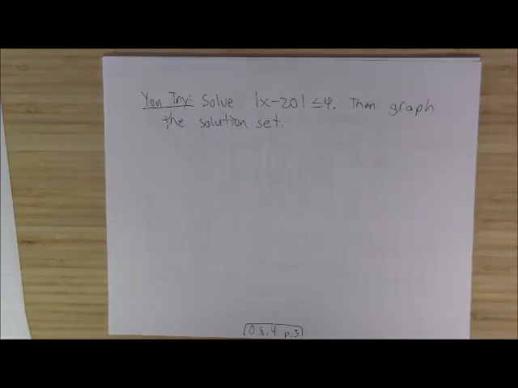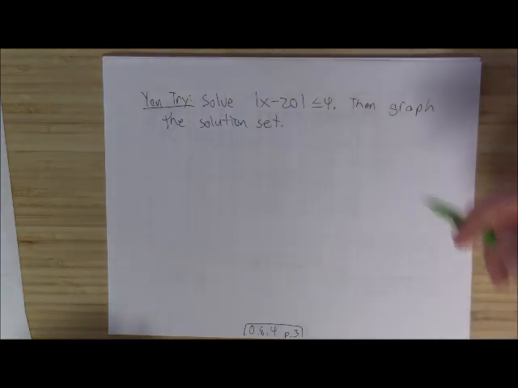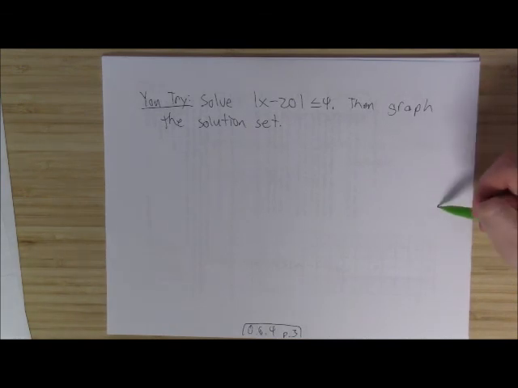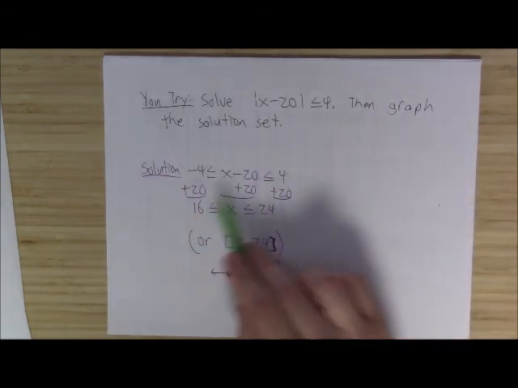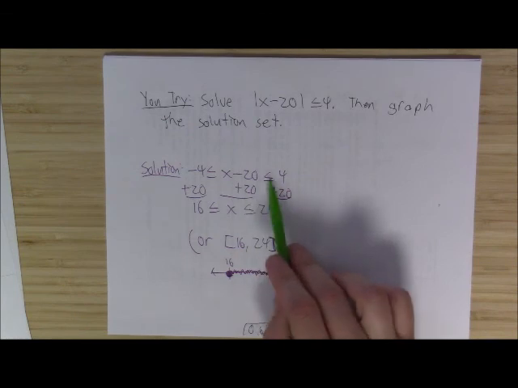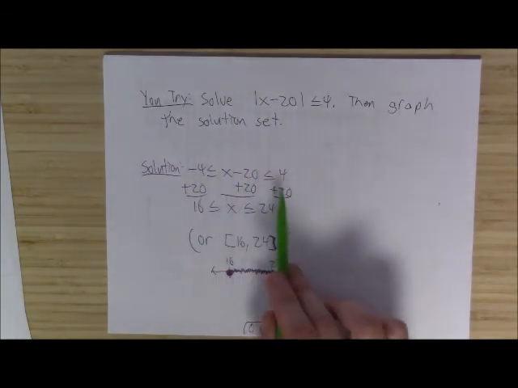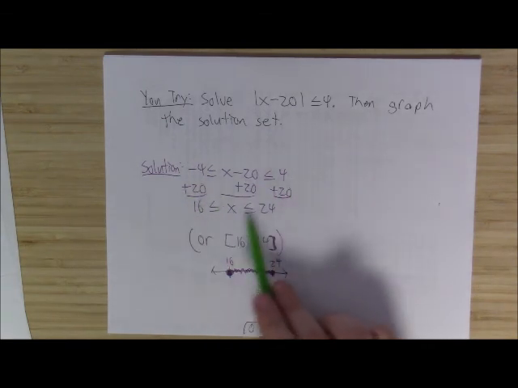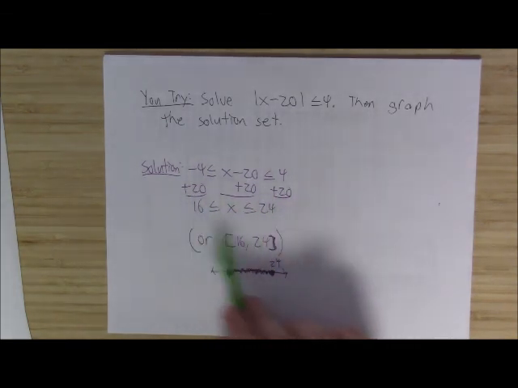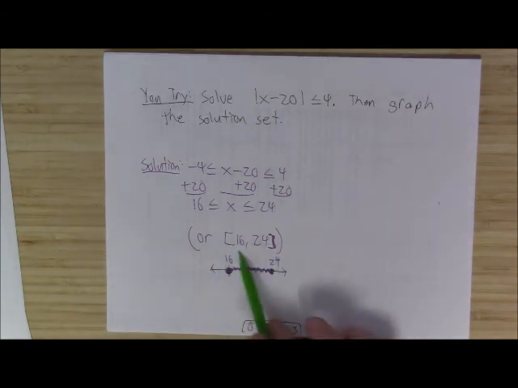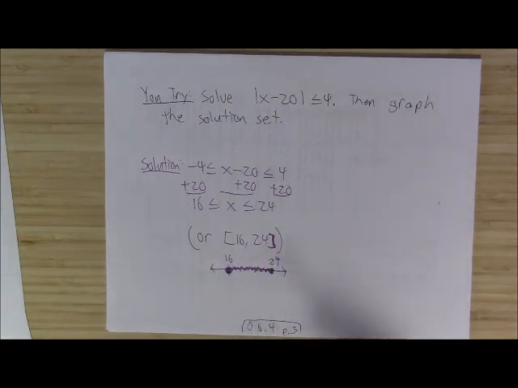Now let's have you try an example. So go ahead and try solving the absolute value of x minus 20 is less than or equal to 4, and graph the solution set. On the count of 3, I'll reveal the solution. 1, 2, 3. So again, our first step is that we break up the inequality into the 2 different inequalities. Here we can write it as a double inequality, which is nice because then we can just go through and solve it. Once we have the solution, or if you prefer in interval notation, this is the solution set.